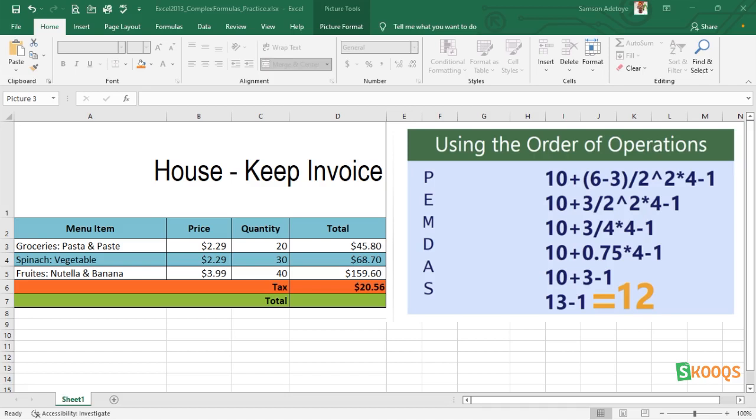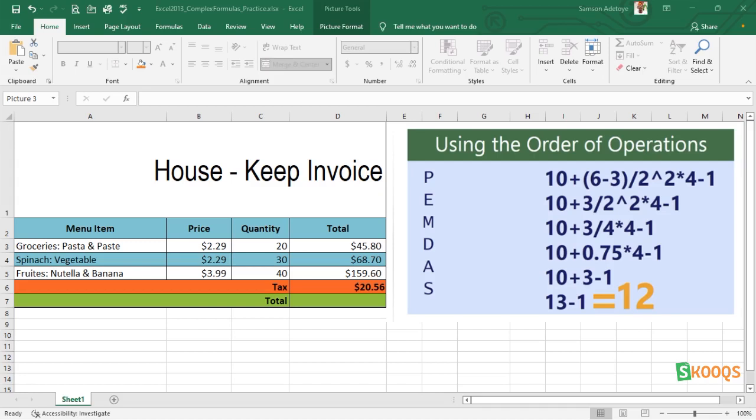PEMDAS is the short word that is used to represent parentheses, exponents, multiplication and division, addition and subtraction. So the order of operations determines which part of the formula is to be calculated first.